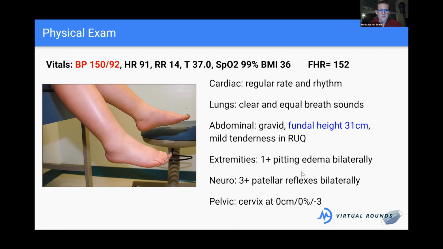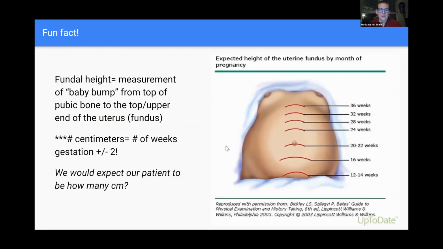Okay, we'll keep going. All right, so we're going to talk about the fundal height really quick.